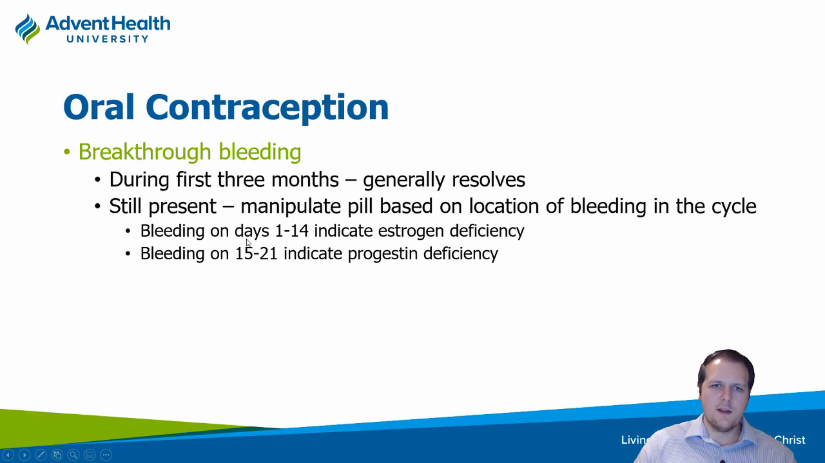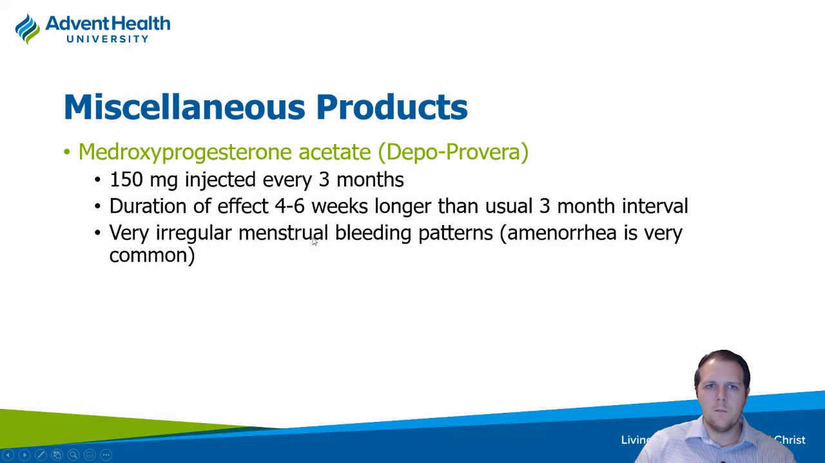So maybe either changing out the progestin product itself or maybe bumping up to a bigger dose can help out with that. I mentioned medroxyprogesterone or the Depo-Provera. Again, this is something given every 3 months, but just note here that the duration of effect can be 4 to 6 weeks, even longer than that 3-month period. So great if you have a patient who you really are worried about from a compliance standpoint, worried about them not following up. They're at least protected for a little bit longer than that.